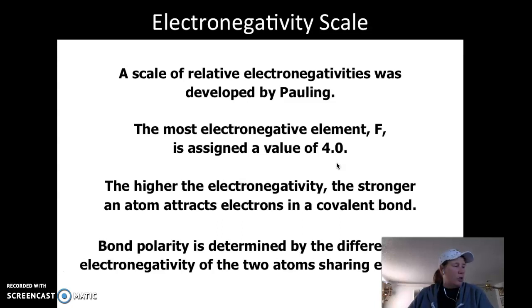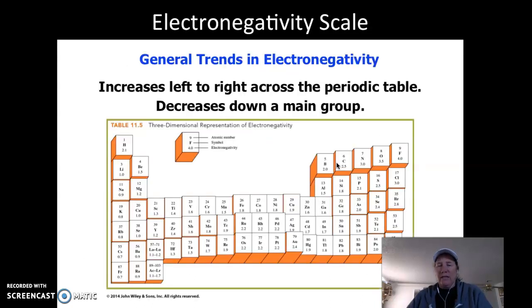And again, there's a chart. I don't know if there's one in your book. I will have one for you to download to look things up. But the bond polarity is determined by the difference between the electronegativities. Here's a chart. And I'm pretty sure this is in your book. But again, I'll get another one for you.